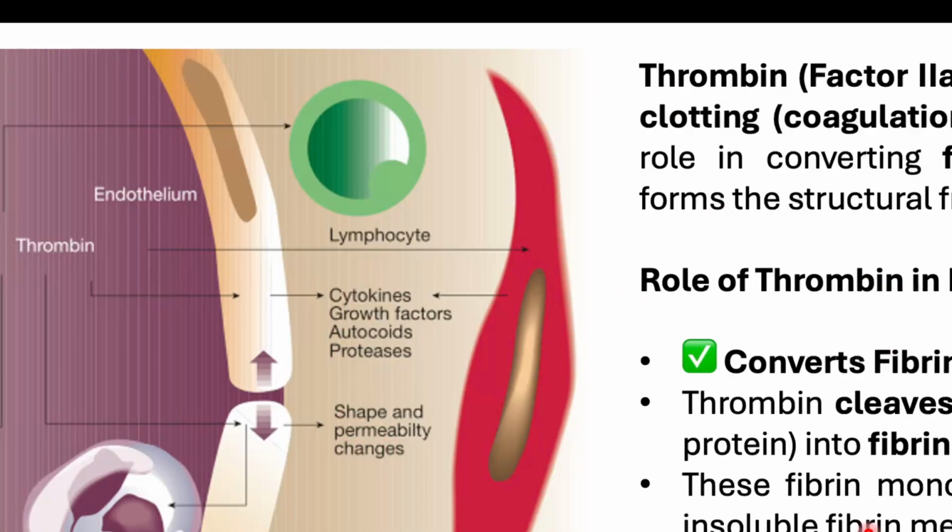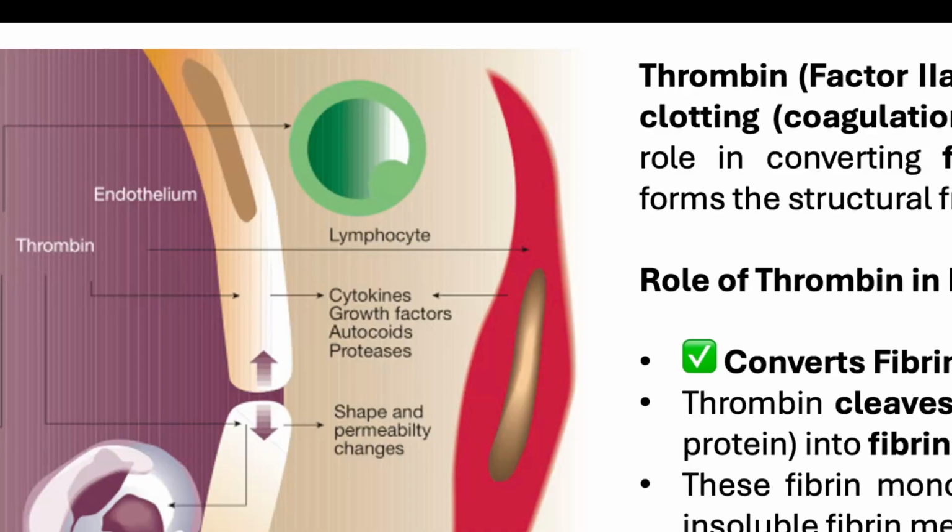Now, what is the role of thrombin in blood clotting? First and foremost, the important role is to convert fibrinogen into fibrin. Thrombin cleaves fibrinogen, a soluble plasma protein, into fibrin monomers. These fibrin monomers polymerize to form an insoluble fibrin mesh that stabilizes the clot. So, this is the mesh that I was talking about, which is most important to form a cement into which cells can be trapped.